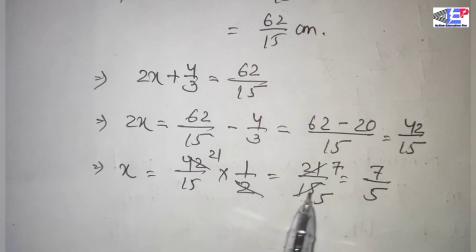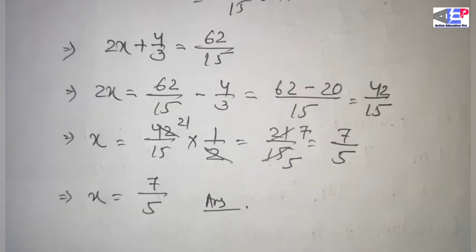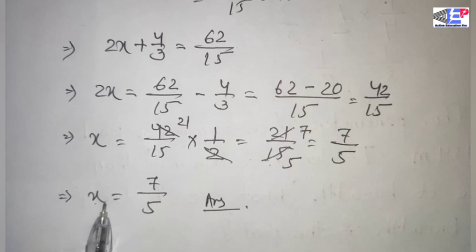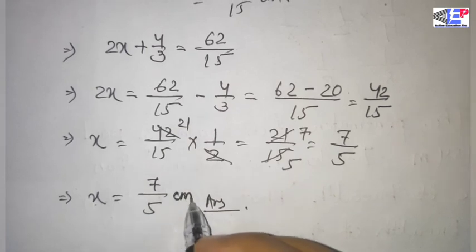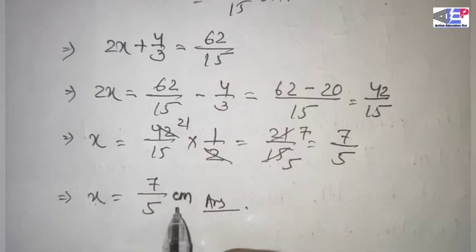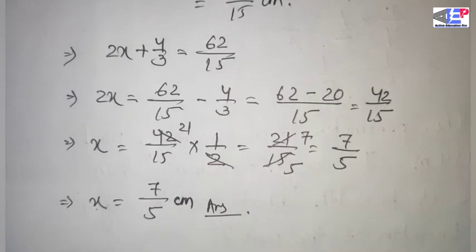It means the equal side of the isosceles triangle is 7 by 5. So your answer is x is equal to 7 by 5. x is the equal sides. An isosceles triangle has two equal sides, so the equal sides' length is 7 by 5 centimeter. The unit of these sides is centimeter.